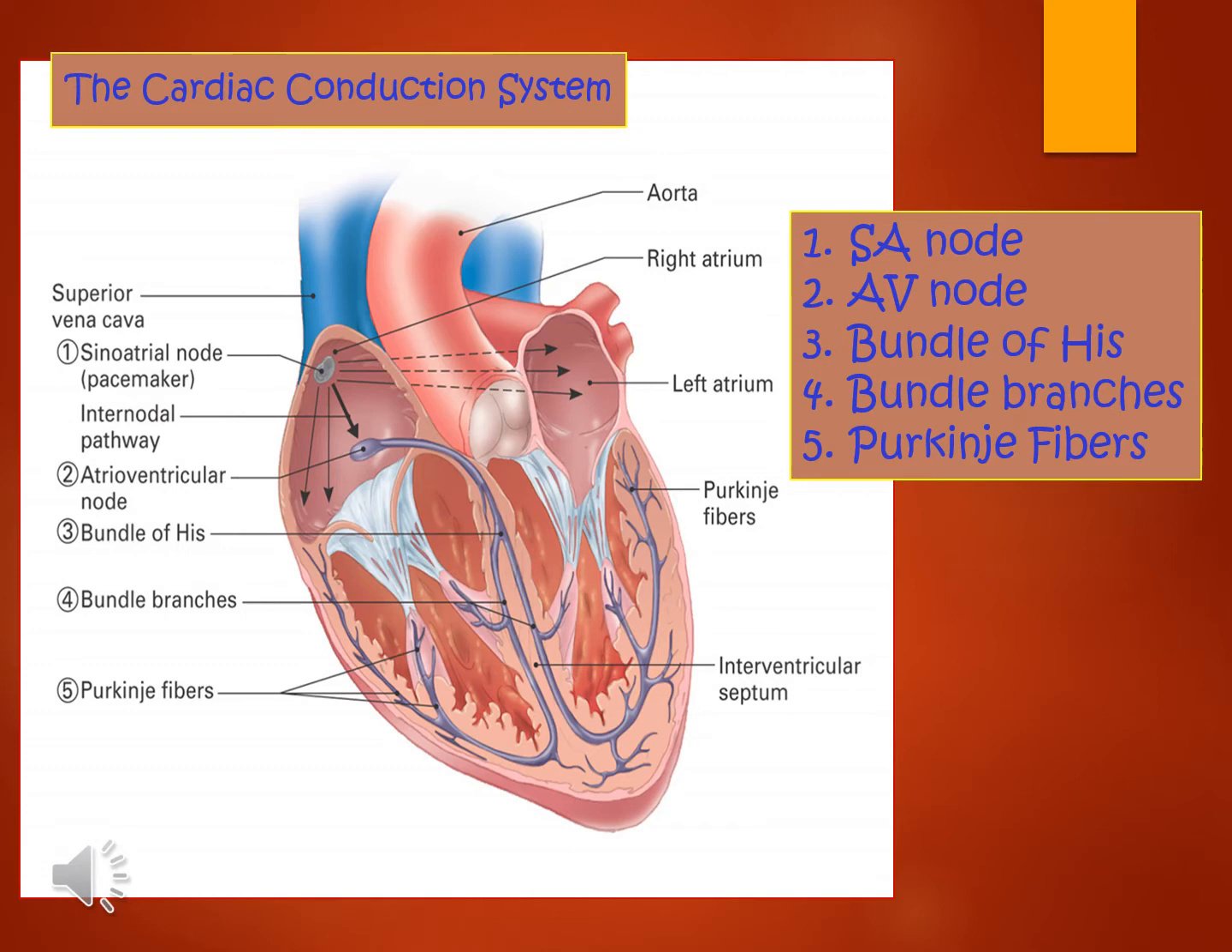If the SA node does not fire, which it normally would at 60 to 100 beats per minute, the AV node will take over. The AV node will not take over at 60 to 100 beats per minute, but more like 40 to 60 beats per minute. The body cannot sustain life at 40 to 60 beats per minute. In fact, the heart will wear out if it's only beating 40 beats per minute. So that kind of gives you an idea of the importance of a healthy cardiac conduction system.